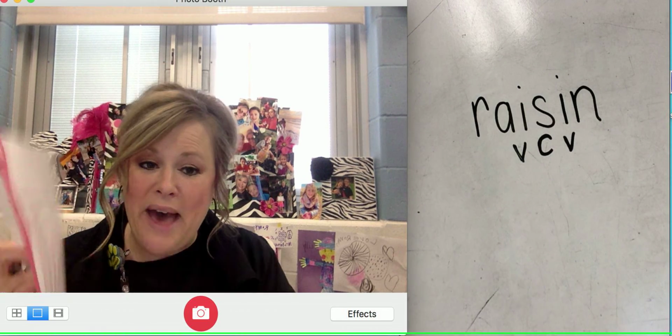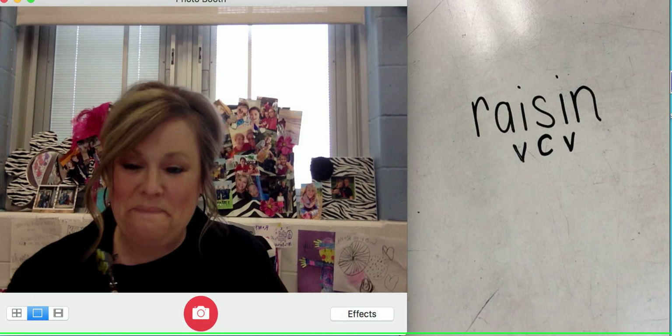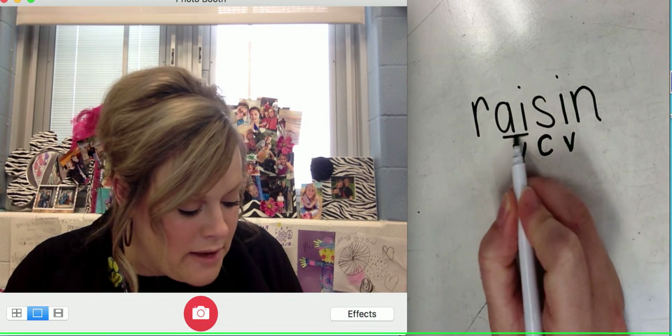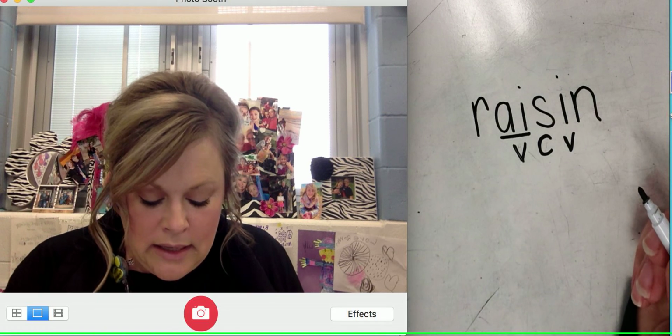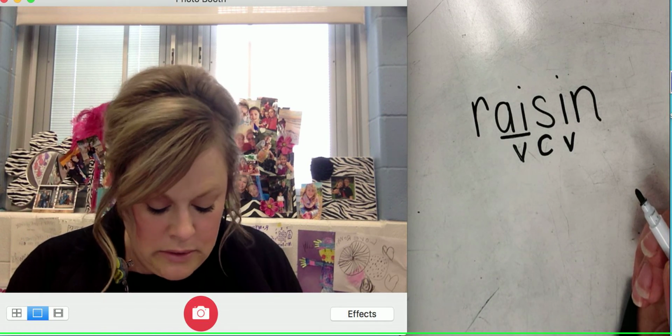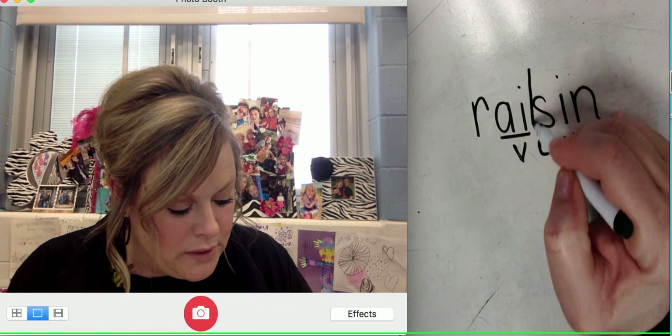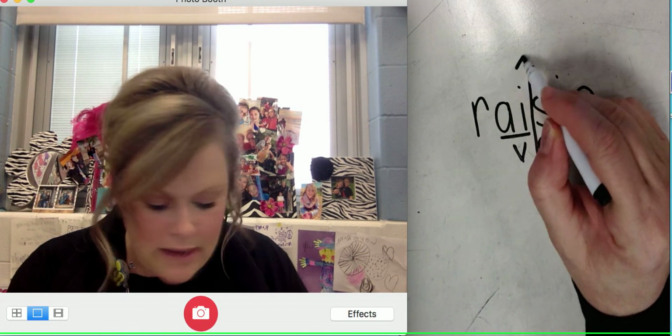So now we see the pattern. What is the pattern? Vowel, consonant, vowel. There's that digraph AI right there. Now we are going to go ahead and put that division line in the first choice, right after the vowel, and accent mark.